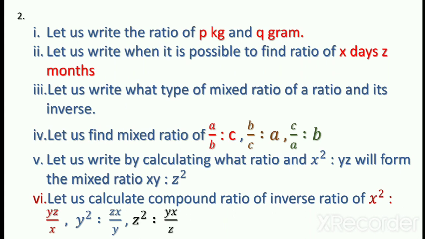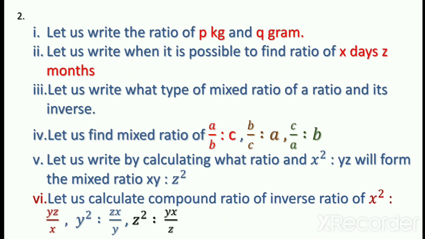We start with question number 2. Let us write the ratio of p kg and q grams. I hope everybody can do that. Let us write whether it is possible to find the ratio of x days and z months. Yes, because days can be changed into months and months can be changed into days. Let us write what type of mixed ratio is a ratio and its inverse. So the answer would be the ratio of equality. It is only possible for a ratio of equality.